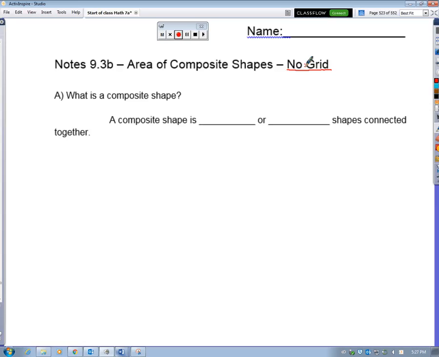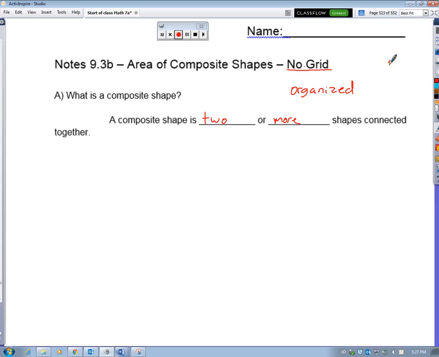Okay, so let's jump right into this 9.3b. A composite shape, again, is two or more shapes that are connected together. The big thing, especially when it comes to this lesson, is we need to stay organized. We need to use those tools and systems that I told you about in 9.3a to organize these shapes so that we don't get confused with our numbers and we get these correct.